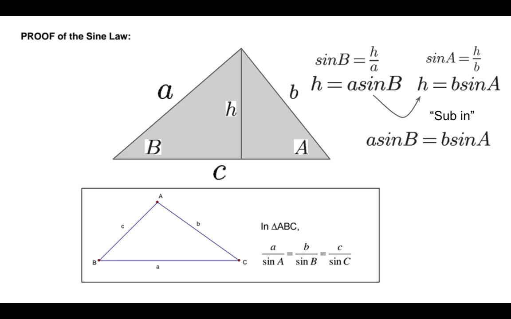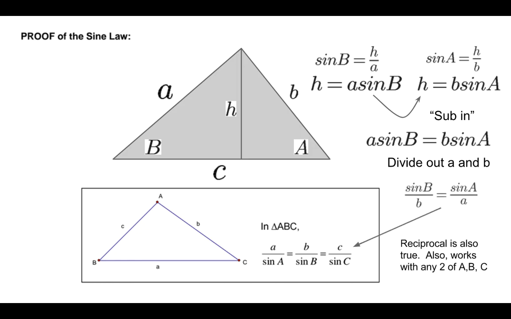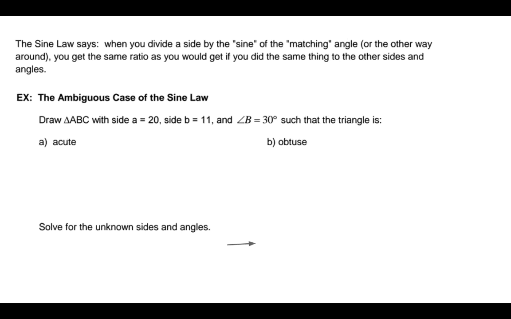And then just to make it look a little bit nicer, because this really is the sine law, we can divide both sides by a and both sides by b, and we get sine b over b is sine a over a. And the reciprocal is also true. And this works anywhere in the triangle. So the sine law is basically saying when you divide the sine of the angle by the side across from it, you get the same thing anywhere in the triangle.